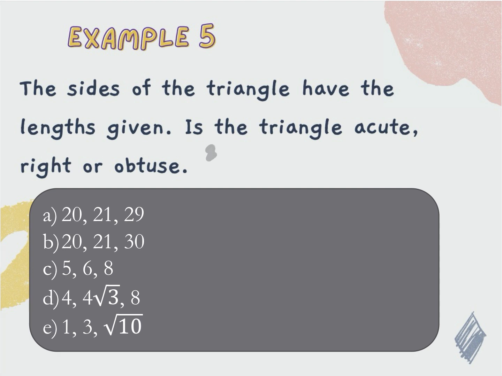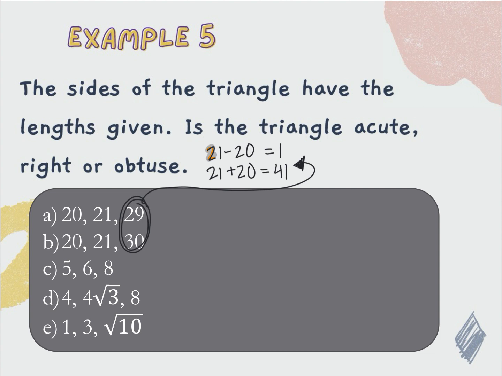If I took 21, I'll use a black, 21 minus 20, and 21 plus 20. This is going to give me 1. This is going to give me 41. Your longest side has to fall in between this range. If it does not, then it's not a triangle. So if the longest side does not fall within that range, then it's not a triangle.